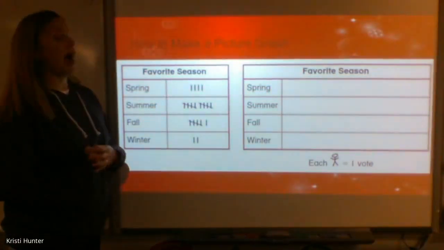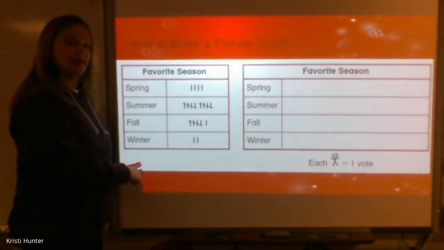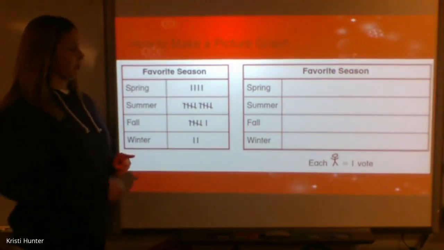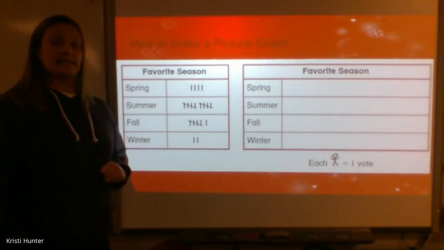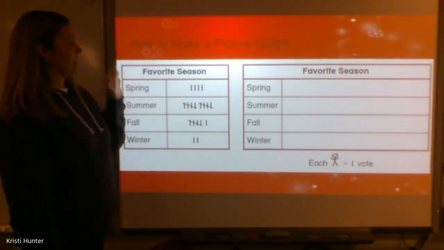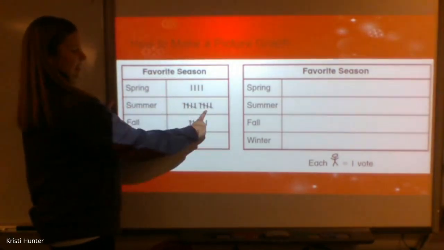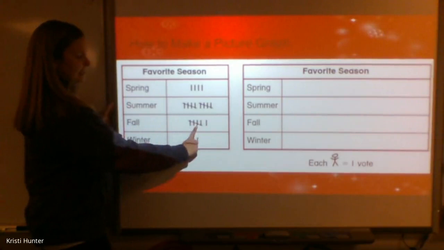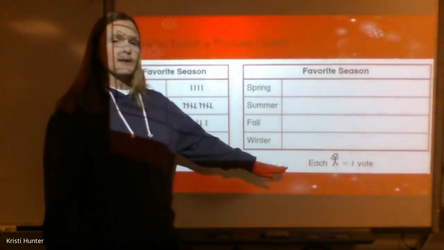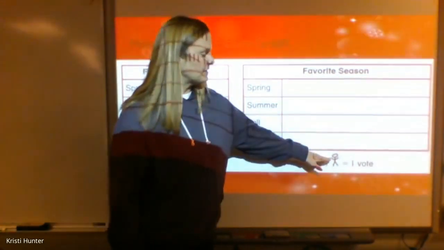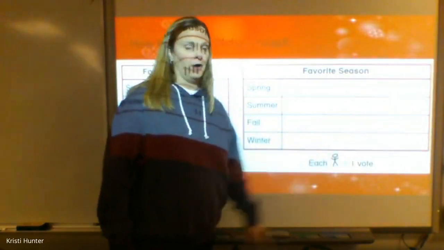So here is how we're going to make a picture graph. Again, we're going to start with a table, just like we did yesterday on our bar graph. The kids voted on their favorite season in this table. So here we see 4 voted for spring, 10 voted for summer, 6 voted for fall, and 2 voted for winter. And on my picture graph, it tells me that each little stick figure equals 1 vote.